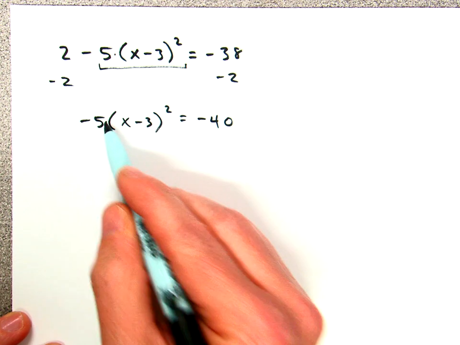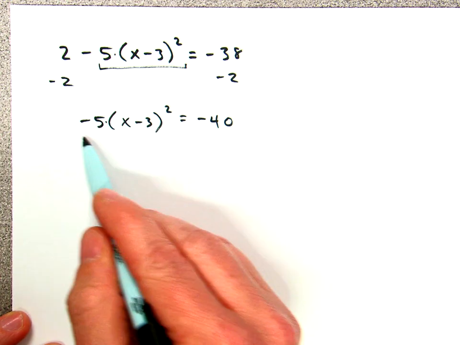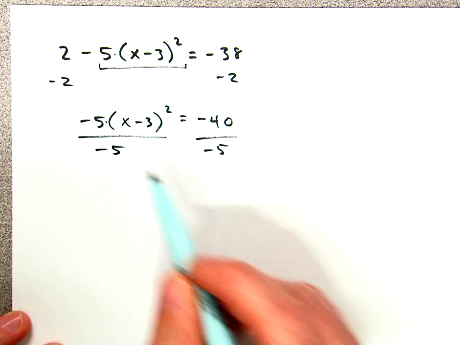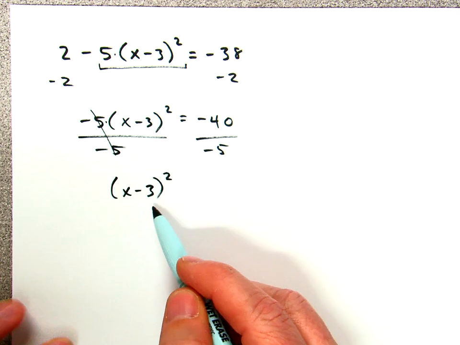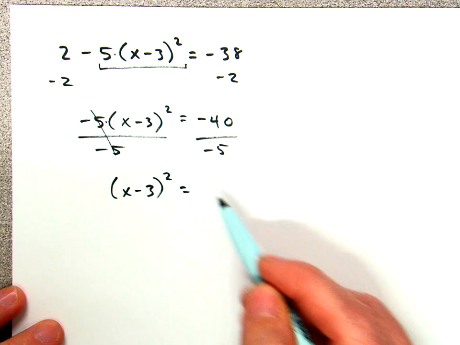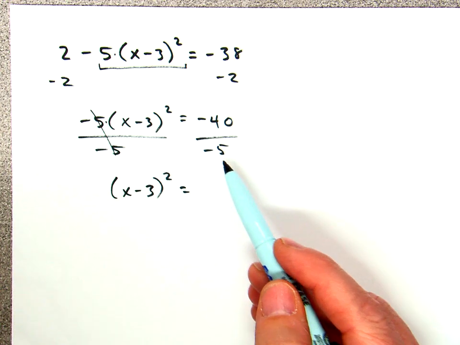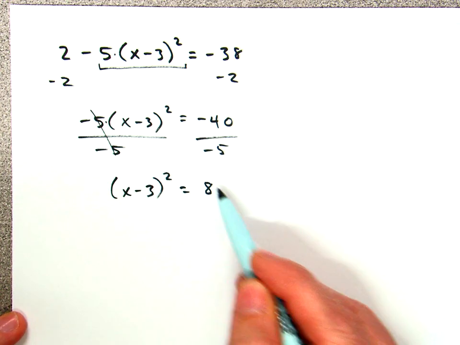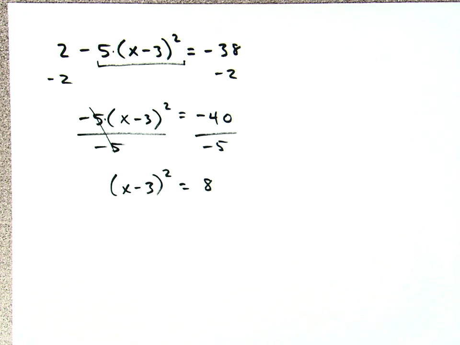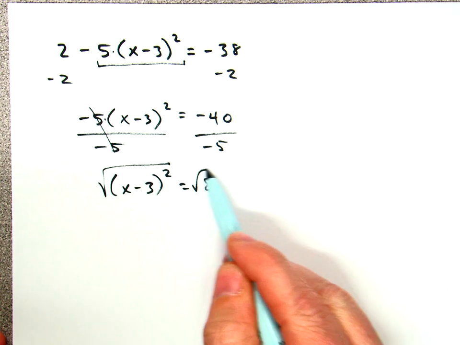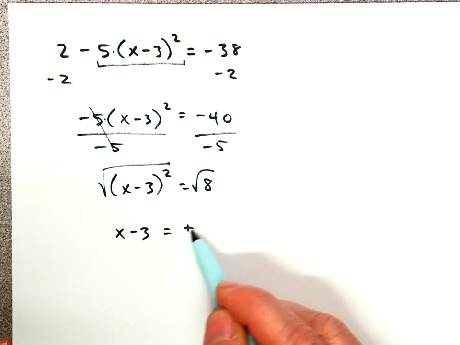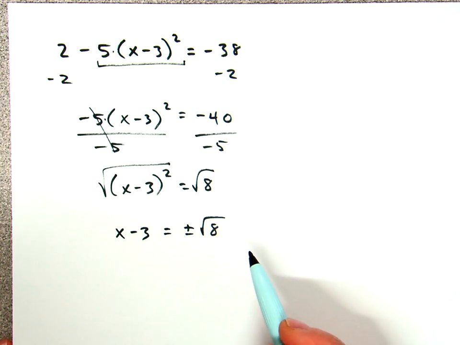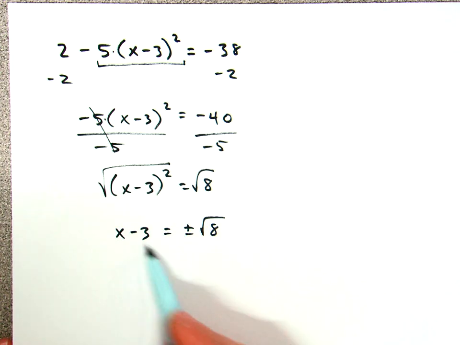Okay. Again, I don't really want to deal with this multiplication before the root, so I'm just going to divide it away. If I divide it to one side, got to divide it to the other, right? That's going to give me that square on its own. I know the square root will do good things here. Negative divided by negative is a positive. 40 divided by 5 is 8, right? Now, the square root will reduce that square. That's good. That's just going to be x minus 3. Remember, plus or minus square root of 8, right?